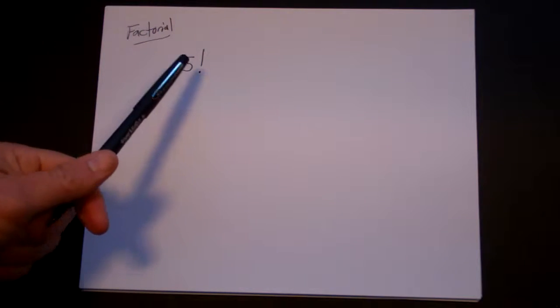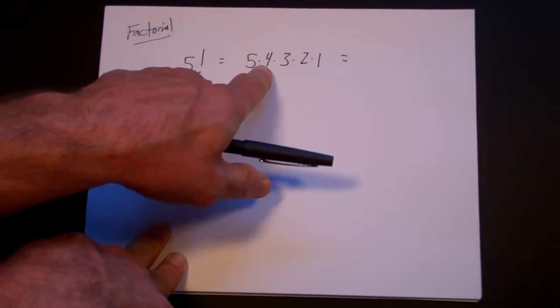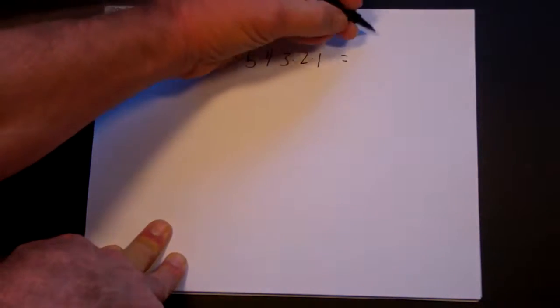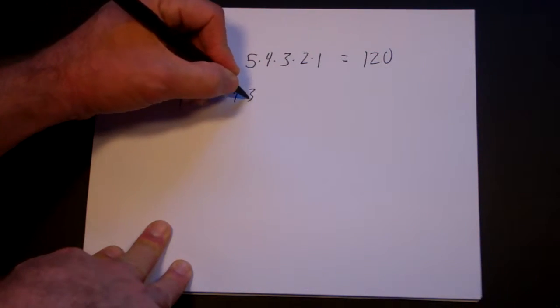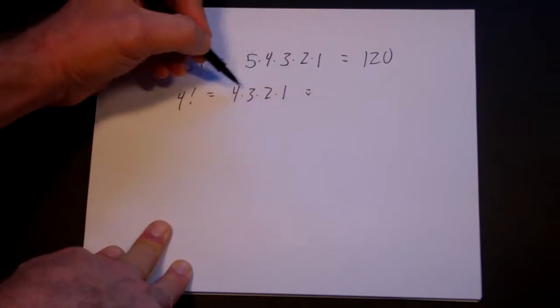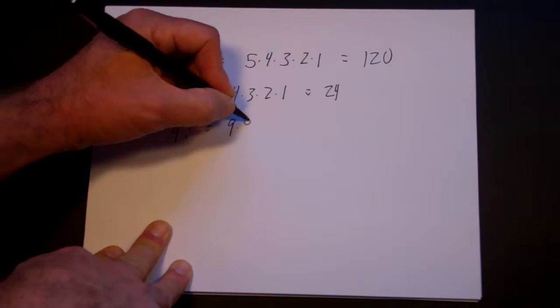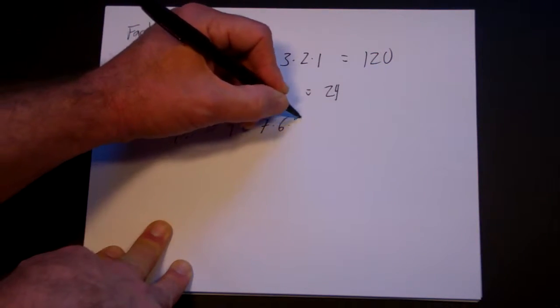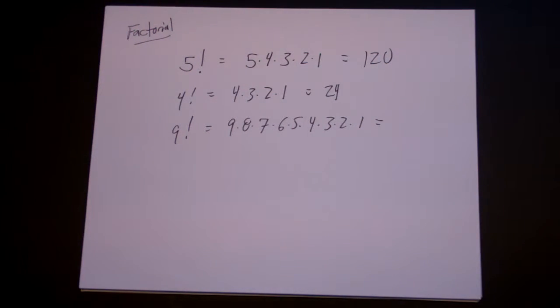Now 5 factorial, that's the way we read this, is simply equal to 5 times 4 times 3 times 2 times 1. And then you just multiply these out. That's 20, 60, 120. And if it was 4 factorial, it would be 4 times 3 times 2 times 1, which would be 24. 9 factorial would be 9 times 8 times 7 times 6 times 5 times 4 times 3 times 2 times 1.